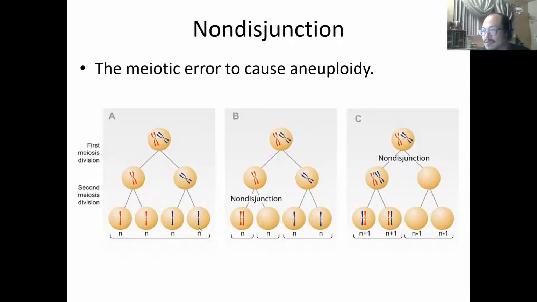Normal sperm and normal eggs, when they meet each other, go from haploid to diploid. We go from a cell with 23 chromosomes, or N, to 2N. So this is N, it will be 2N. But with these two, it will be 2N plus one. If these two, it will be 2N minus one.